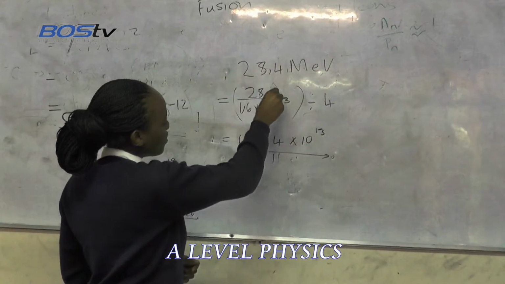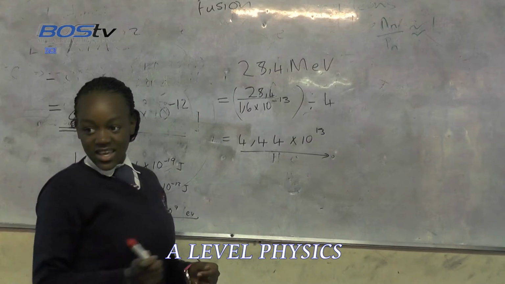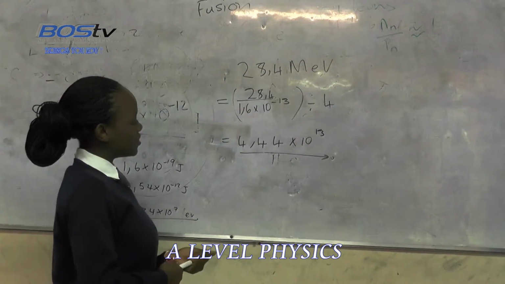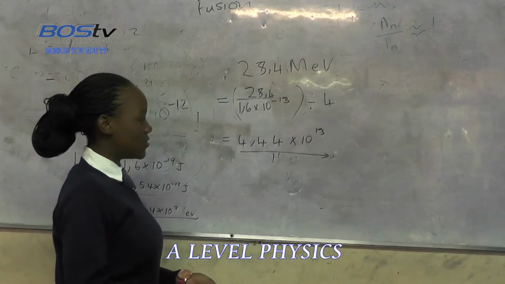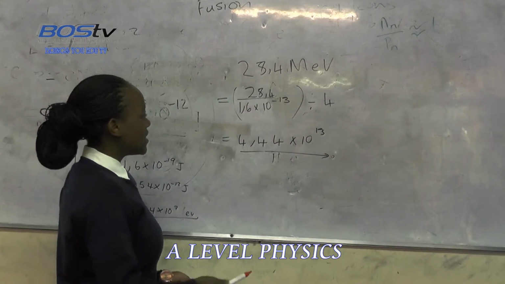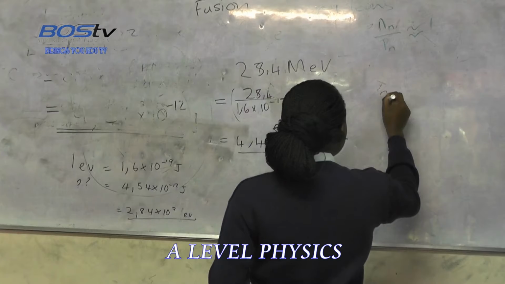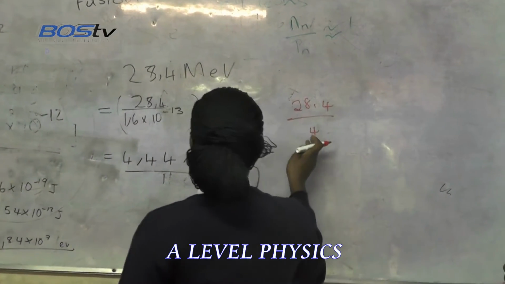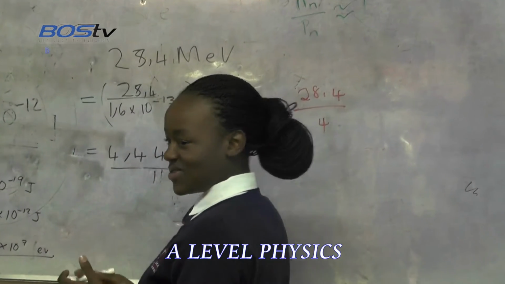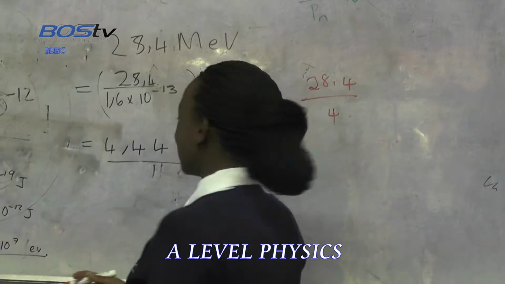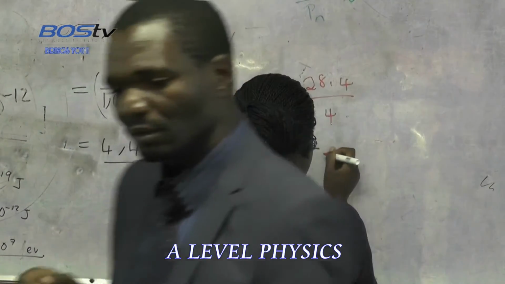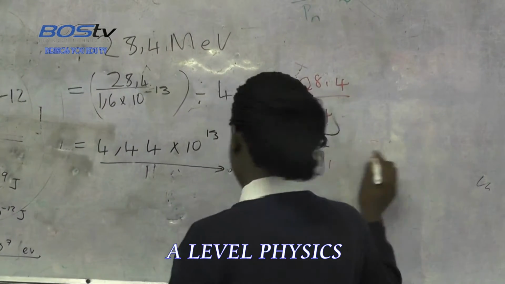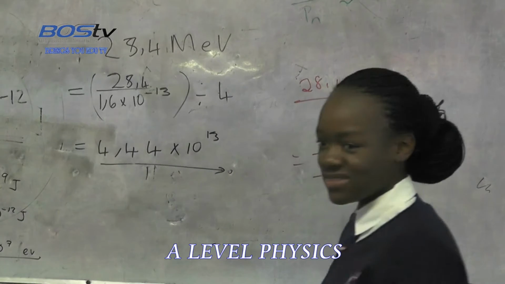Already 28.4 is our binding energy. And our formula for the binding energy per nucleon is binding energy divided by the total number of nucleons in the nucleus. So the binding energy is 28.4 divided by 4, which is the total number of nucleons in the nucleus, which is 7.1.